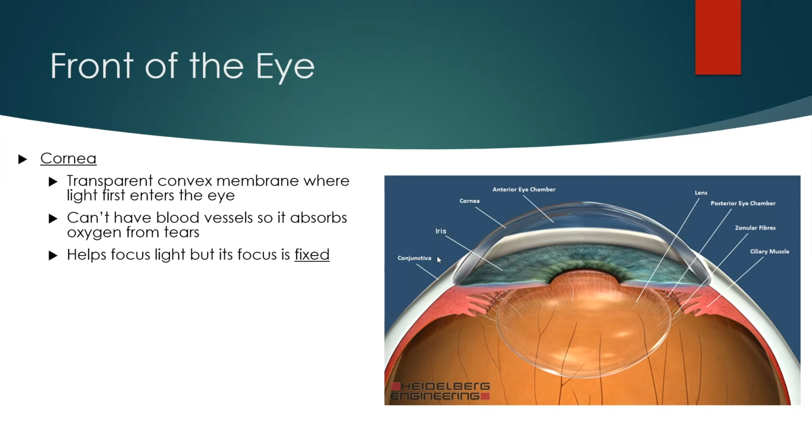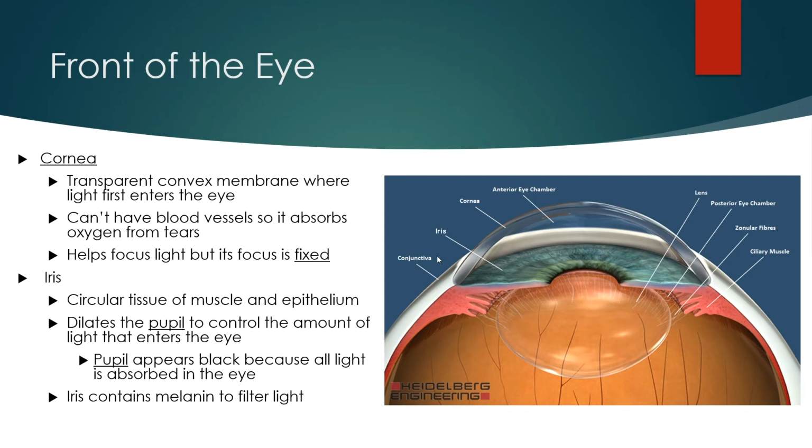The cornea does have a function within the focusing of light, but that focus is fixed. The cornea doesn't really change shape throughout your life unless there's some kind of disorder or disease. So however light comes through the cornea is going to be the same no matter what's going on in the other parts of the eye.